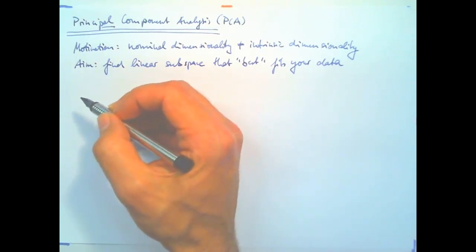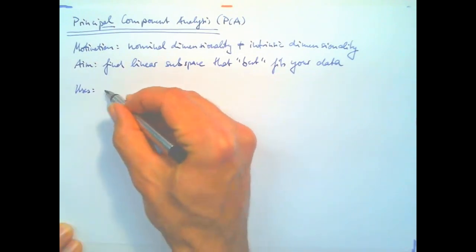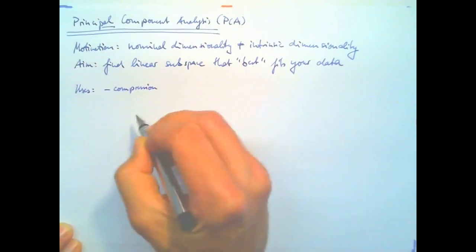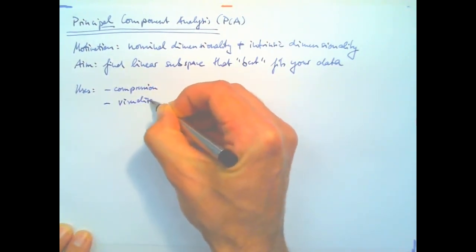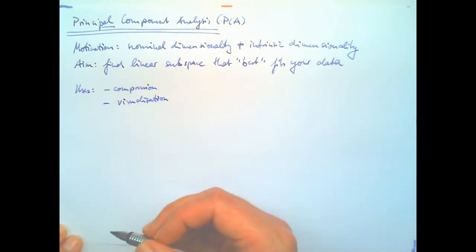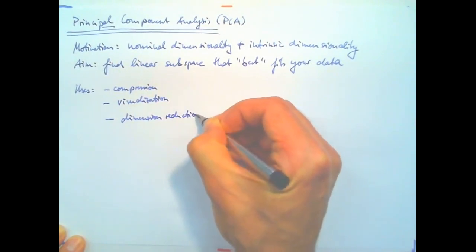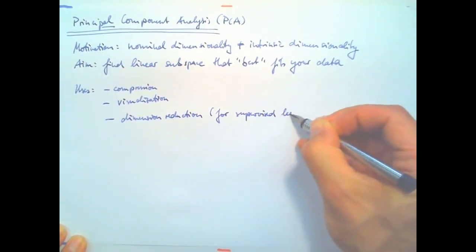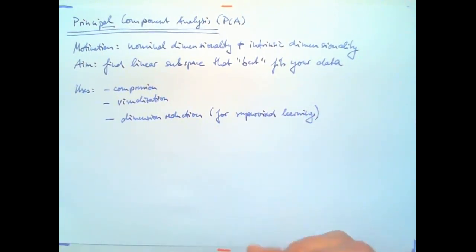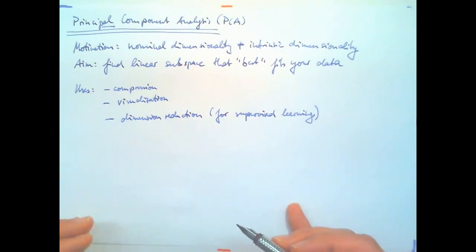If we can do this, we have a couple of uses. So, for instance, we can use it simply for compression by giving only the coordinates in the linear subspace rather than the full coordinates. This can be useful for looking at data, or you can use this as a dimension reduction step, as a pre-processing for supervised learning. In general, this is a technique from unsupervised learning. So compression, visualization, or dimension reduction, we're not talking about labels here at all. So this is unsupervised learning.